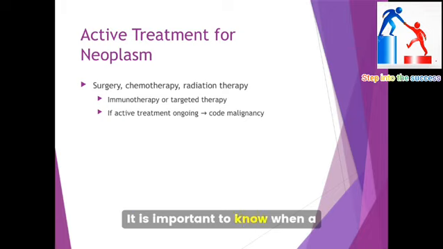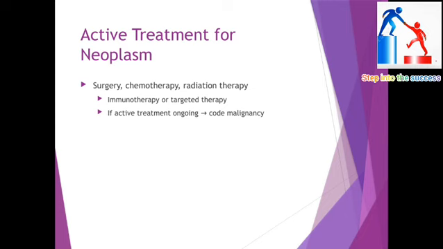It is important to know when a cancer is still considered active. As long as the patient is receiving treatment, whether it's surgery, chemotherapy, radiation, or newer therapies like immunotherapy and targeted therapy, the cancer is coded as an active malignancy using the primary site code, not a history code.